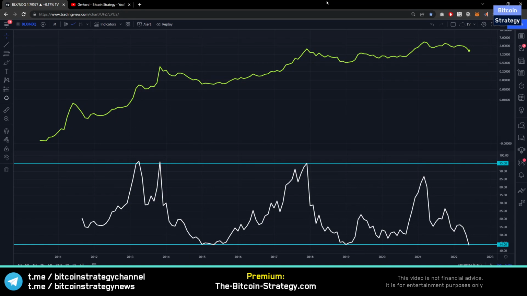This is a chart you likely have never seen before. This is the long-term Bitcoin chart starting in 2010 divided by the Nasdaq 100. So the US technology stocks historically. That's the line here in green, and what we can see in white is the monthly RSI.